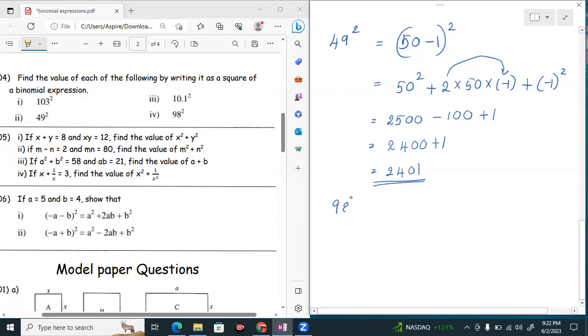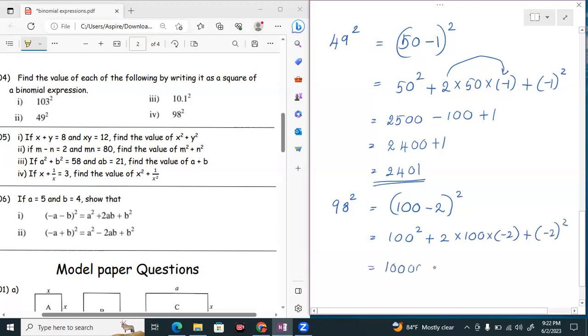98. What is the suitable way? 98 squared. It is 2 subtracted from 100. Then 100 squared add 2 times 100 times minus 2 add minus 2 squared. Then 100 squared, the answer is 10,000. 2 times minus 2 is minus 4, times 100, minus 400. Minus 2 squared, it is plus 4.